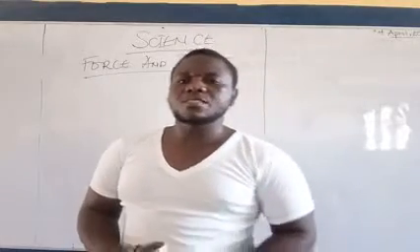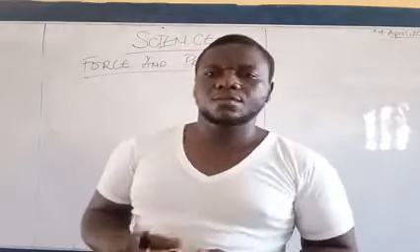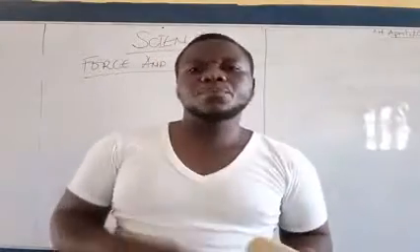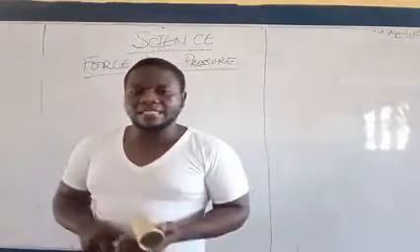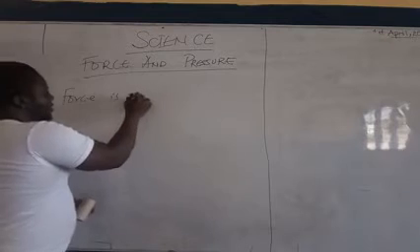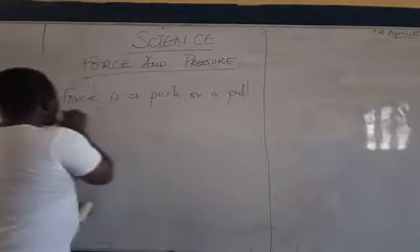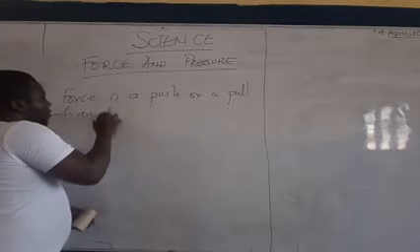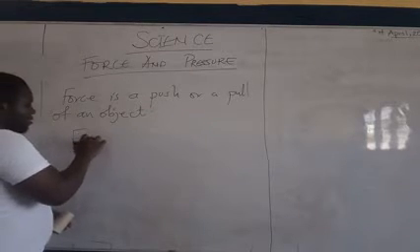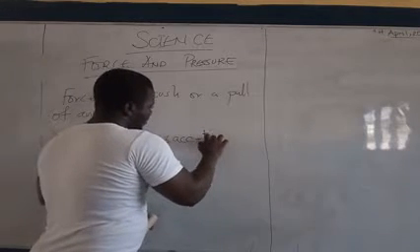We say a force is simply a push or a pull of an object. So a force is a push or a pull of an object. And mathematically, we say that force is the product of mass and acceleration. Or we can say force is equal to mass times acceleration.